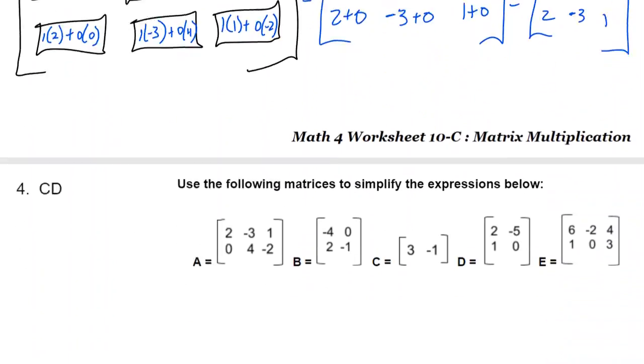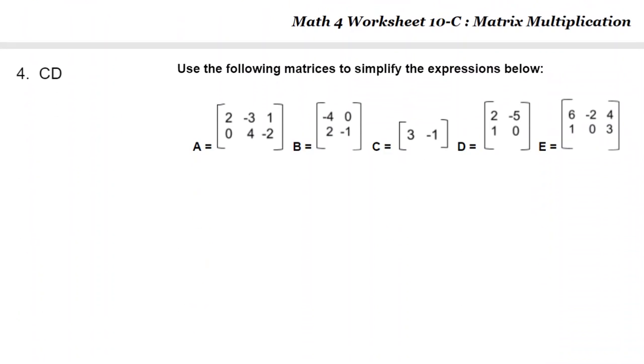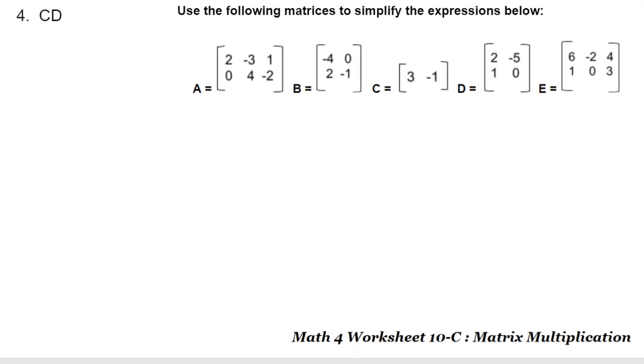All right. Now let's try C times D. C is 1 row and 2 columns. This is a 2 by 2. The middle numbers match, so we're going to get a 1 by 2 as a result. It's going to look just like C. So this one ought to be a little easier.